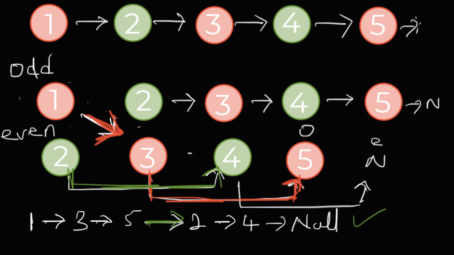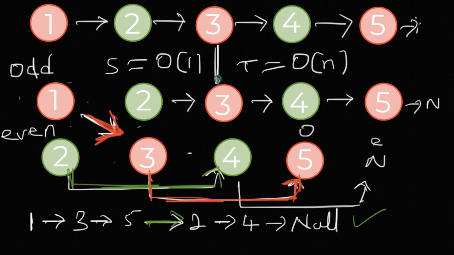So let's talk about the time and space complexity of this solution. For time complexity, we're going through every single node in the linked list, so time complexity is going to be O of n. And then for space complexity, we are not storing extra space, so space complexity is going to be O of 1. So yeah, that's how you solve this question, guys. Let's dive into the code.